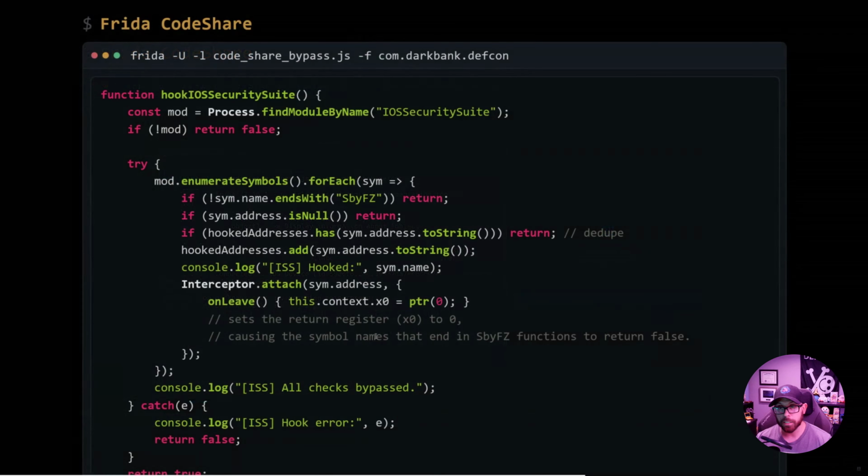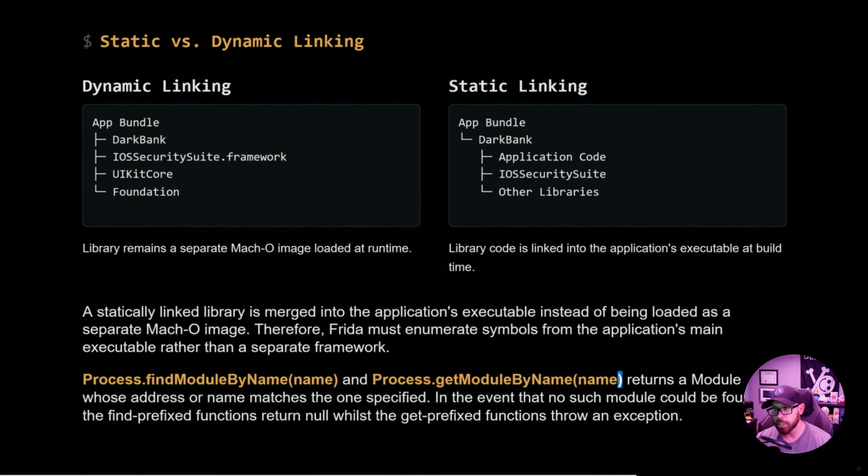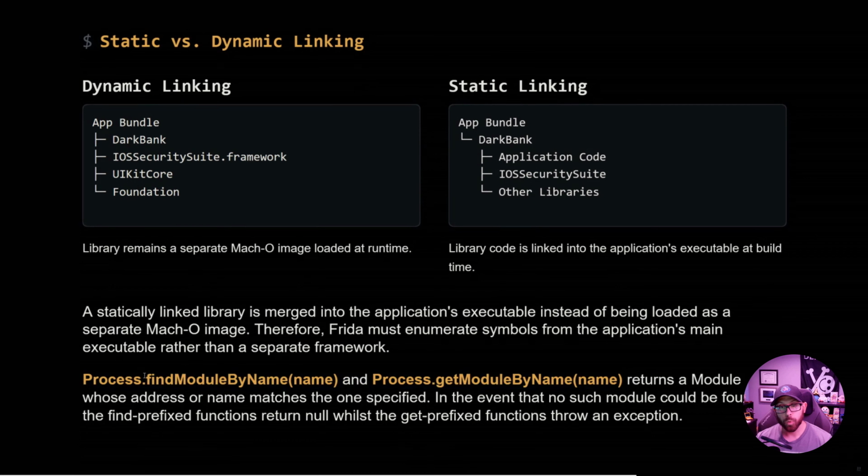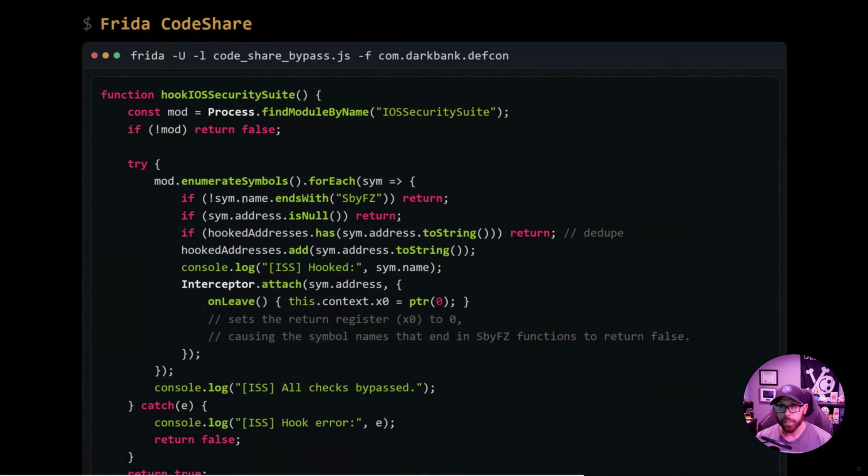So going back to this, we have the findModuleByName, and I included both of these just for completeness' sake, because if you review the Frida documentation, they're side by side, so I just felt I needed to include them both together. So what's going on is it looks like this is returning null because it's trying to find module by name, iOSSecuritySuite. That's returning null, so we return false here. And we're not able to actually execute anything else that's in that try block, for example.